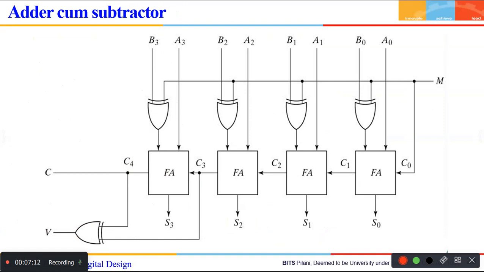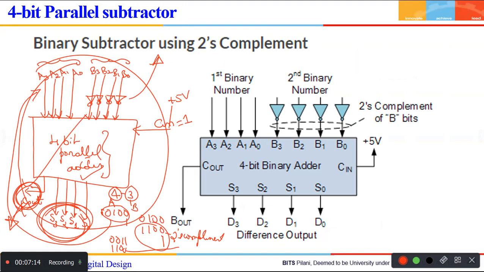I have done this last class. See, this is very bad. If you get C out, if your carry out is 1, that means if you get a carry, that means the number is positive, and you should discard the carry. That's what 2's complement subtraction is.